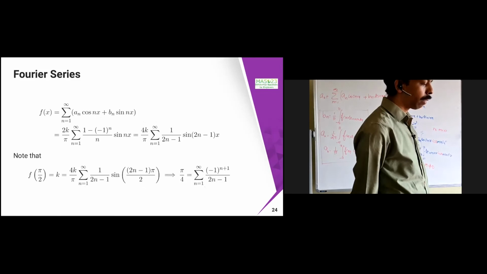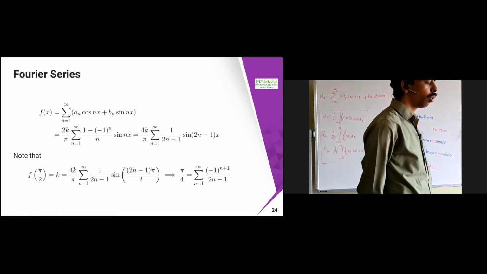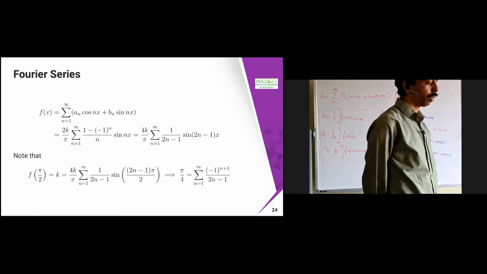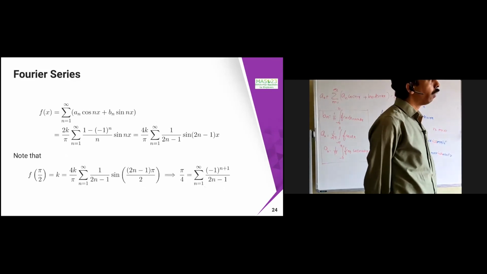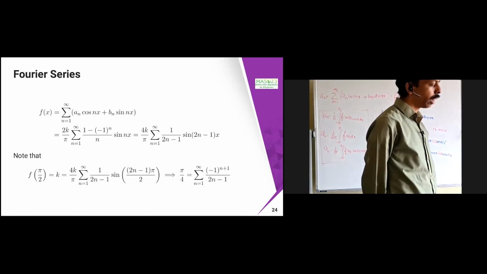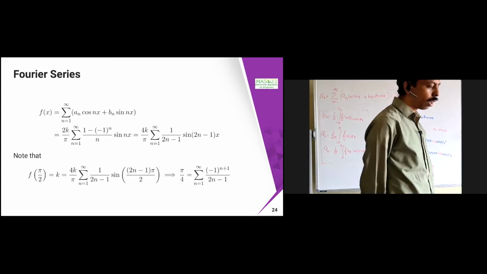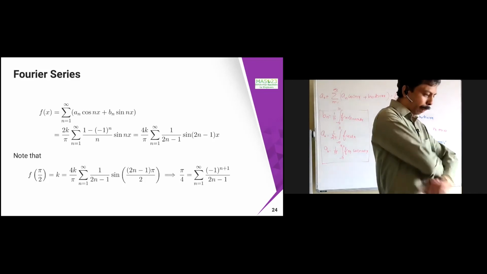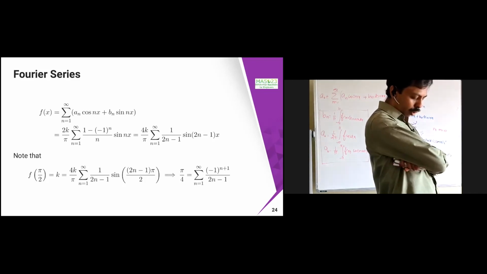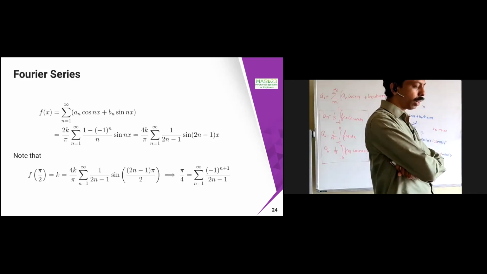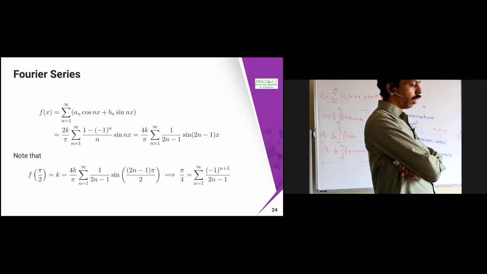So this is going to survive only if you have odd terms. Only when n is even, this is going to become 0. When n is odd, 1 plus 1 is going to come, that is going to become 2. So that 2 I am taking it out. Therefore, this is going to become 4k by pi, summation n equal to 1 to infinity, 1 by 2n minus 1 sin of 2n minus 1 x is going to come. Means only odd terms are going to survive.